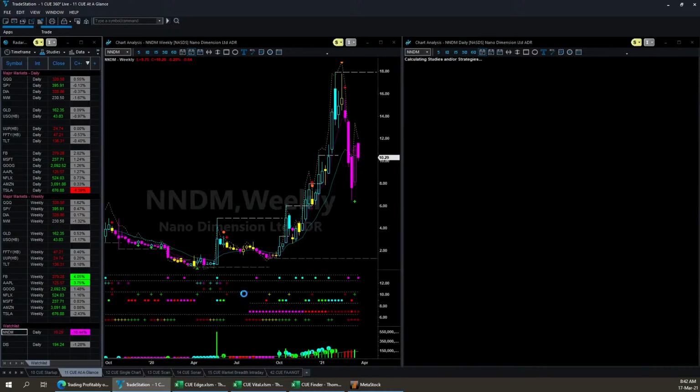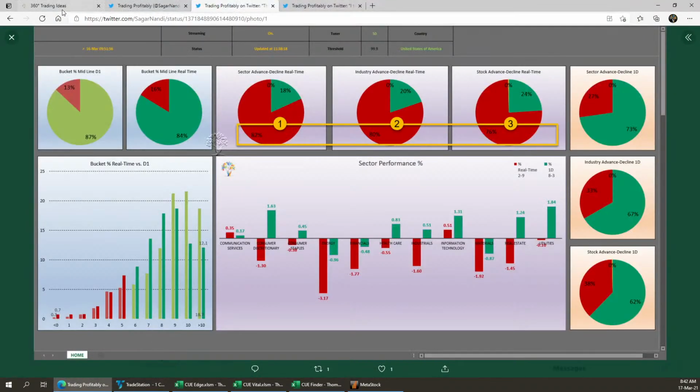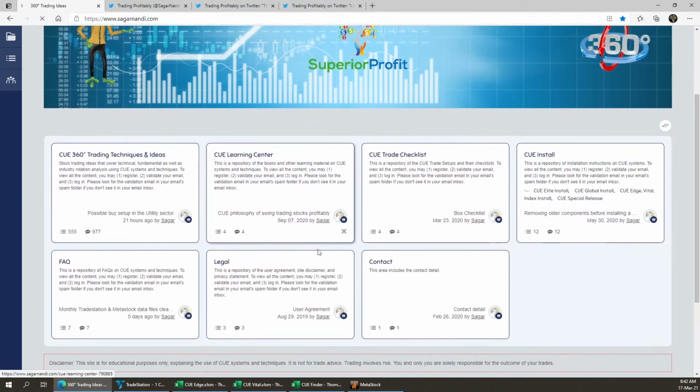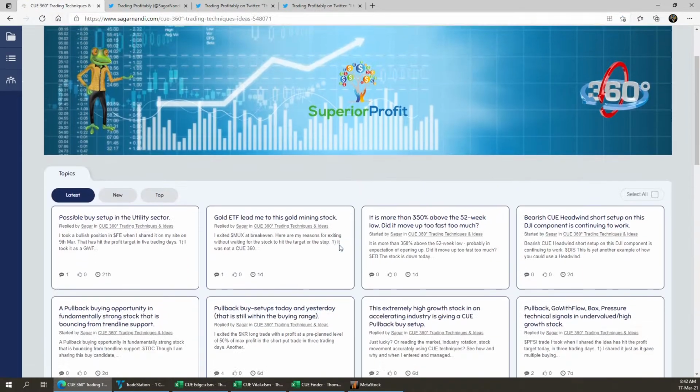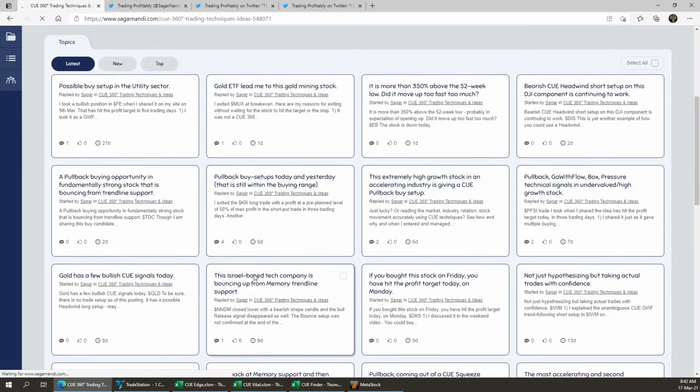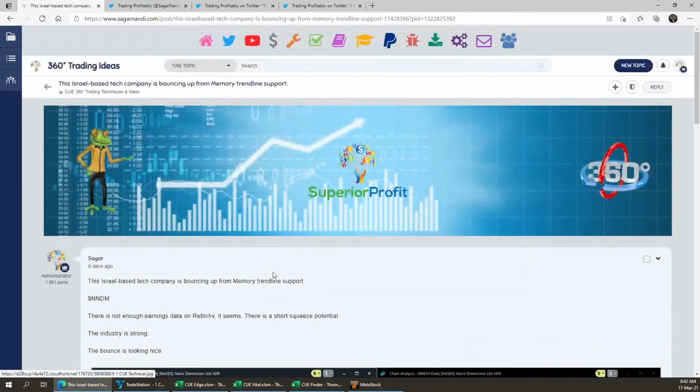One of them was NNDM. Let's look at the forum post for NNDM. An Israel-based tech company bouncing from memory trendline support. Q memory trendline supports work pretty well, and that can be used as a part of bounce trade setup, and you can also improvise if you see weekly daily trendline support, and if you see that happening in a fundamentally strong stock, maybe even in strong industry.